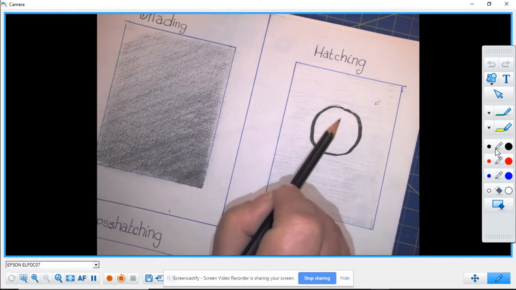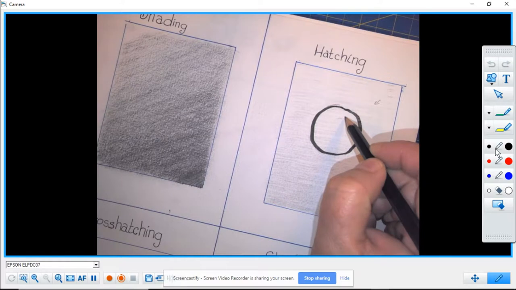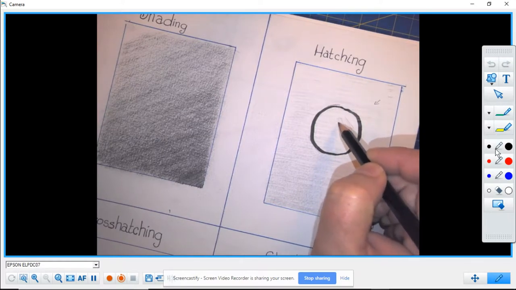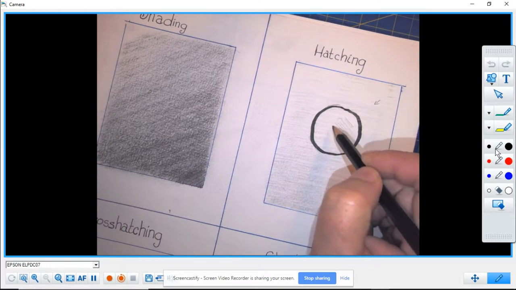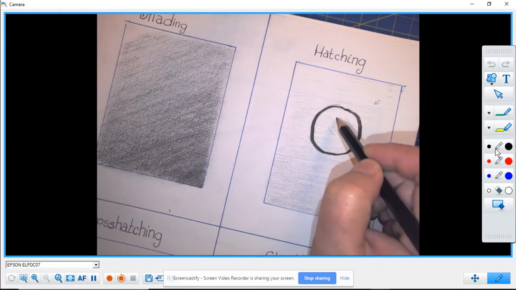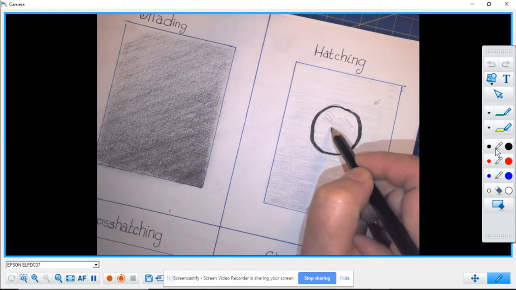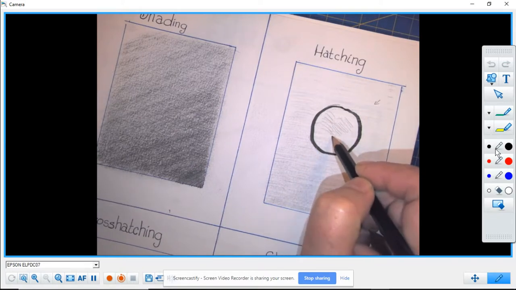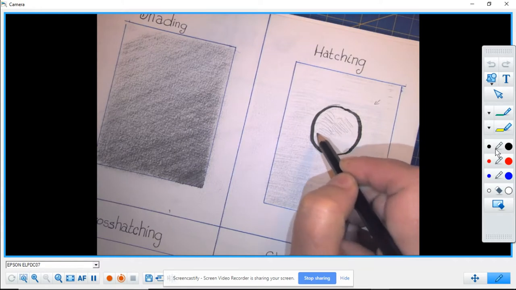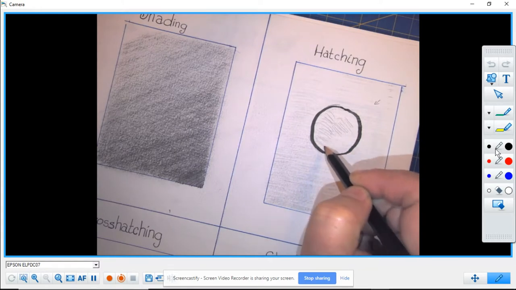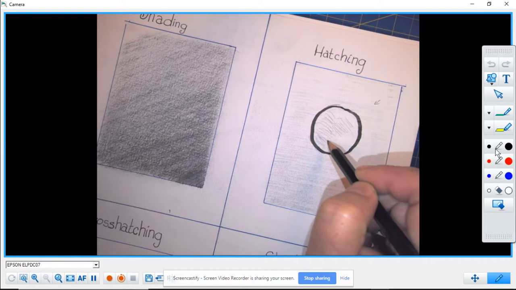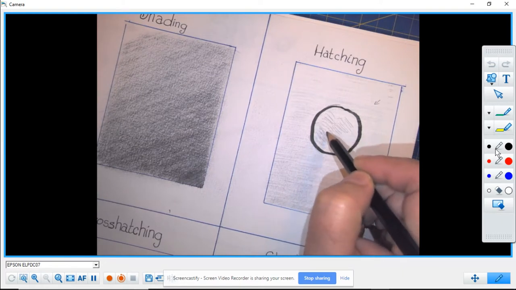And to hatch, all I'm going to do is I'm mostly working on point. I am going to make some lines, and I'm also going to make them curved to more or less represent the shape of this ball. And I'm just drawing lines.